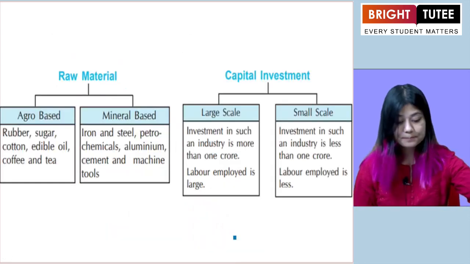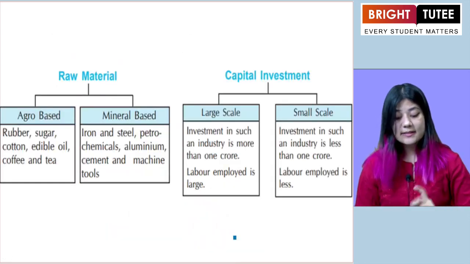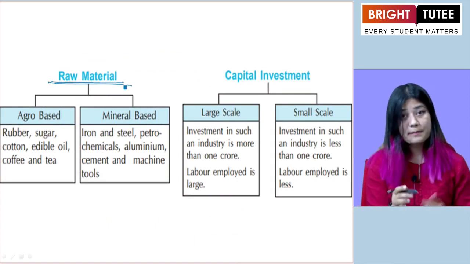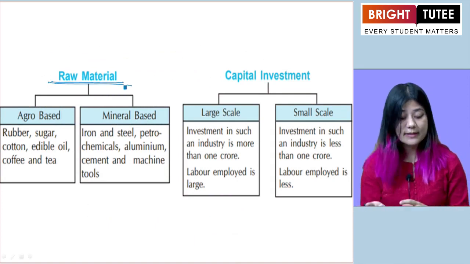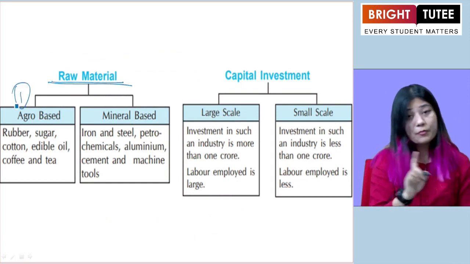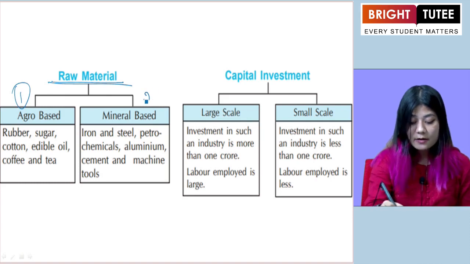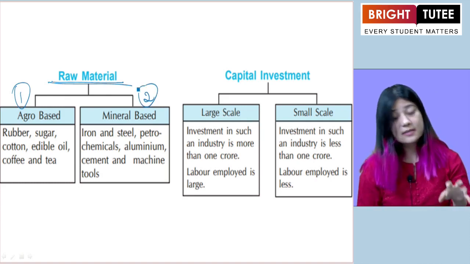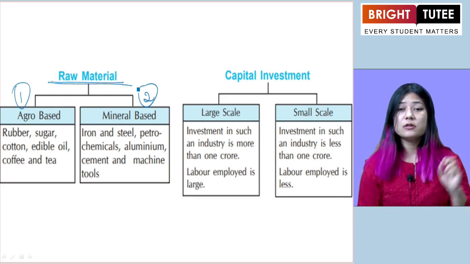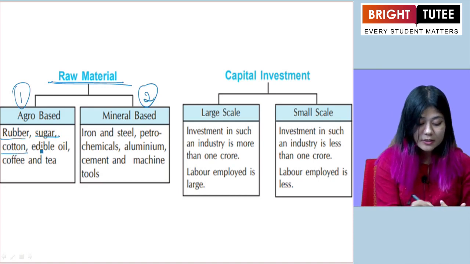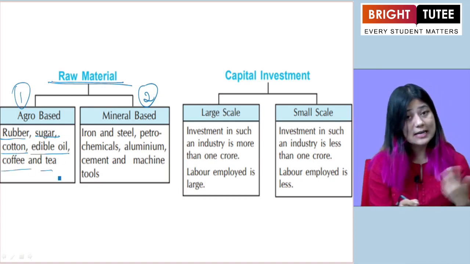The second categorization that we are going to look at is based on the raw material used by the industries. So there are two types again. The first one is called agro-based industries and the second one is called mineral-based industries. Now in the agro-based industries, the raw materials used come from agriculture. So rubber, sugar, cotton, edible oil, coffee, tea, etc.